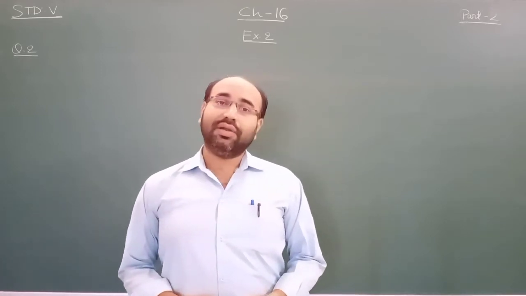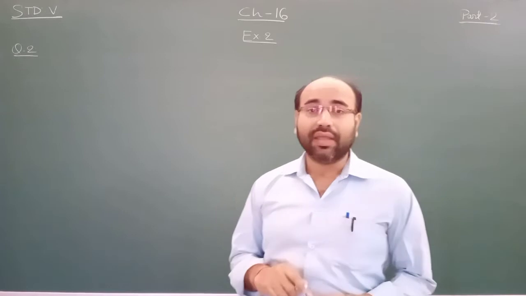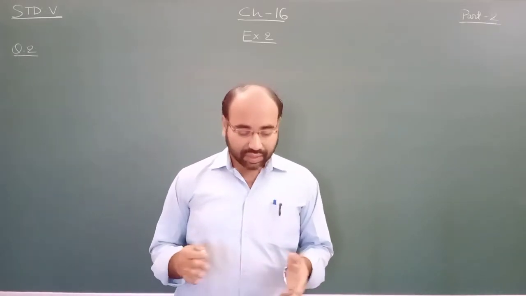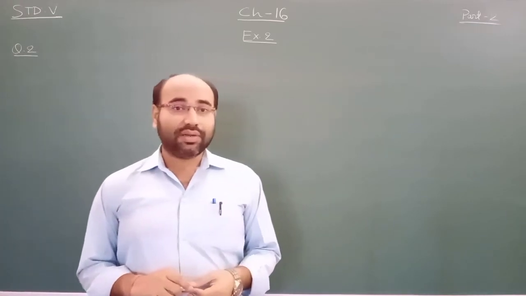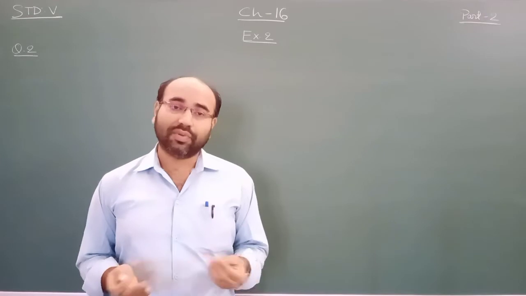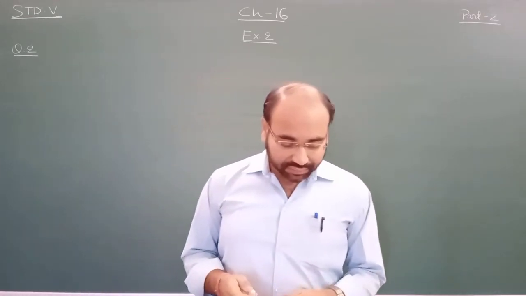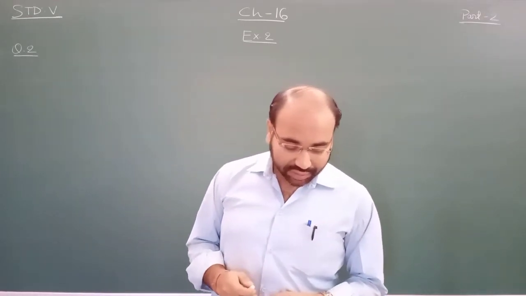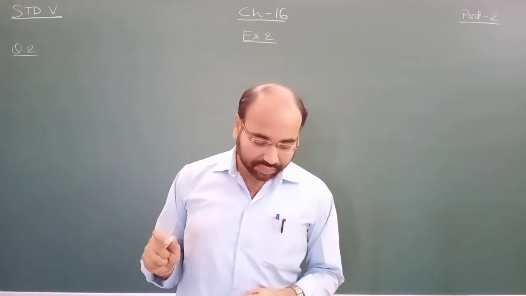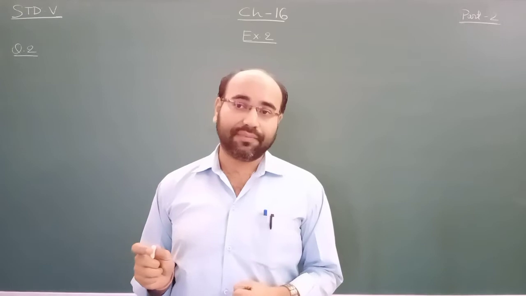Today we are going to continue with exercise 2 only. In the last video we had completed till question number 1 of exercise 2. Now today we are going to continue from question number 2. There it is given in the form of a word problem. A rectangular field is 725 meter long and 300 meter broad. Find its perimeter in kilometer.